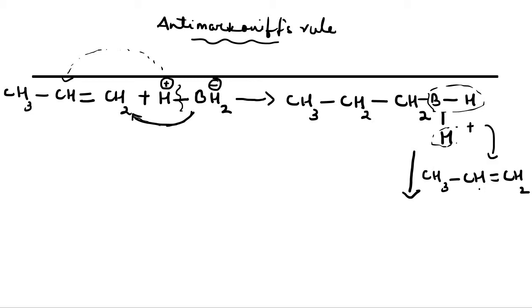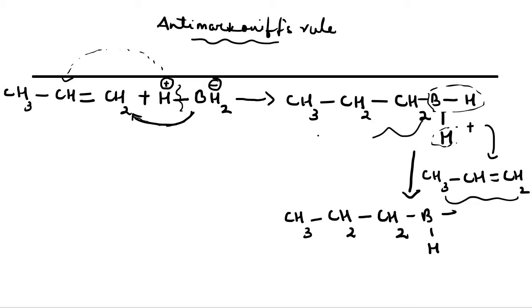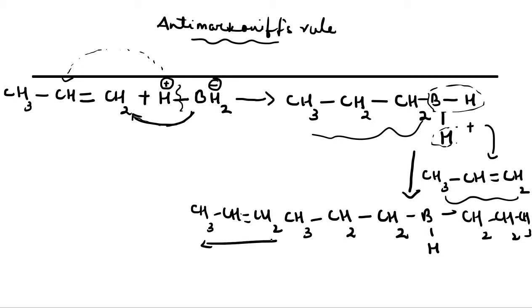This H plus will add to the carbon atom with the lesser number of hydrogen atoms. So our product will be CH3, CH2, CH2, to this CH2 BH will be added. Again the rest of our part, CH2, CH2, CH3. Now again we are adding one more molecule of propene, CH double bond CH2.